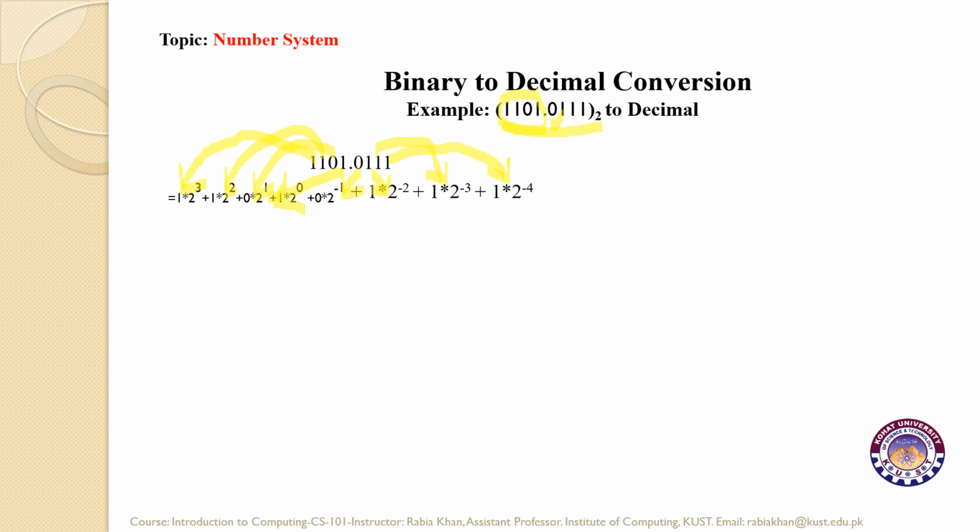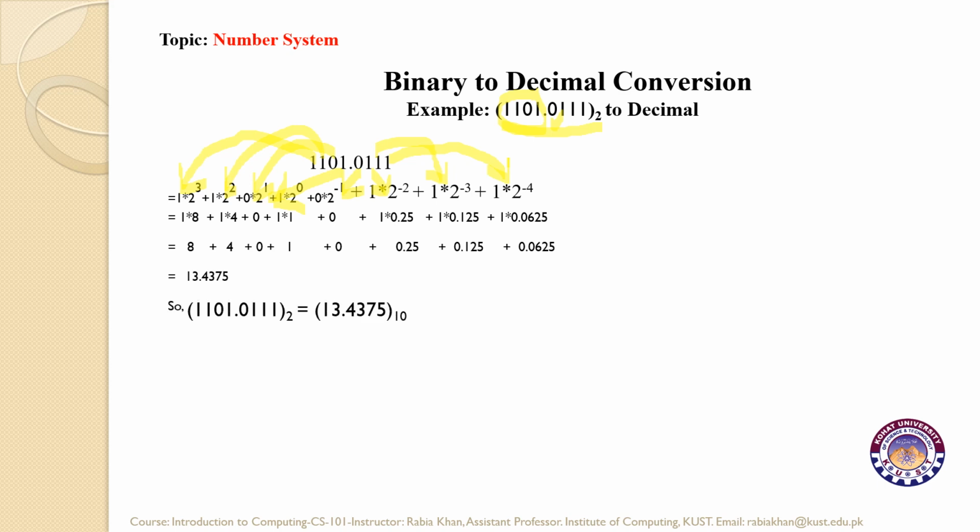So the whole part is started from right to left, while the fractional part starts from left to right. In the fractional part, the power of 2 will start from minus 1, while in the whole part, the power of 2 starts from 0. So after performing the calculation, this is the product of the multiplication, and after summing up these results, this would be the answer, and the final answer is 13.4375.